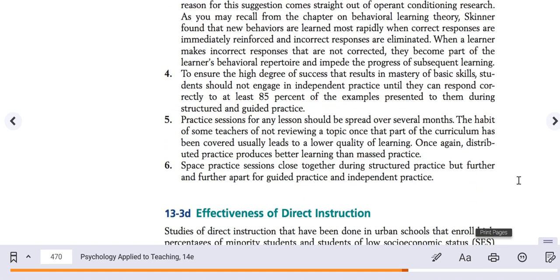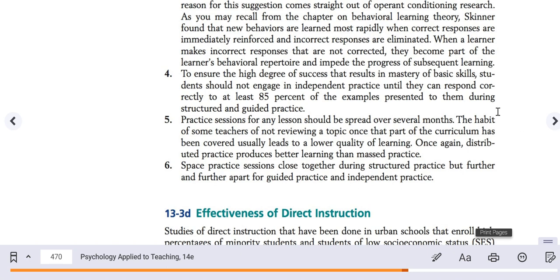To ensure the higher degree of success that results in mastery of basic skills, students should not engage in independent practice until they can respond correctly to at least 85% of the examples presented to them during structured and guided practice. Practice sessions for any lesson should be spread over several months.